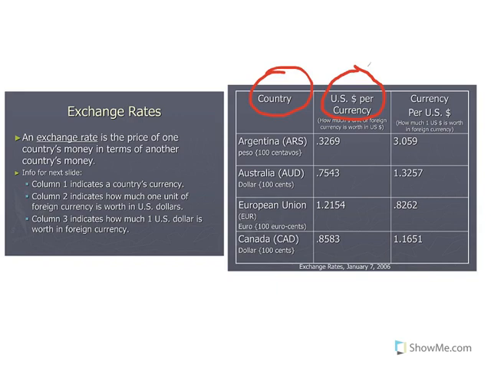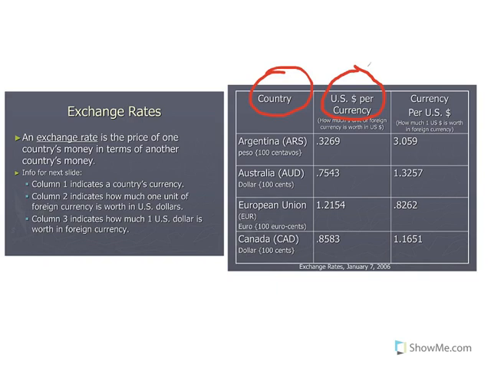So we see that for Argentina, it says 0.3269. Because we're looking at this in currency, we just round that to the nearest cent. So that would be 33 cents. So basically we would need 33 cents to purchase 1 Argentina peso. That's what that exchange rate tells us.